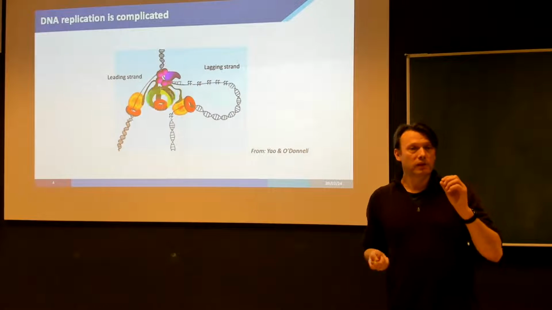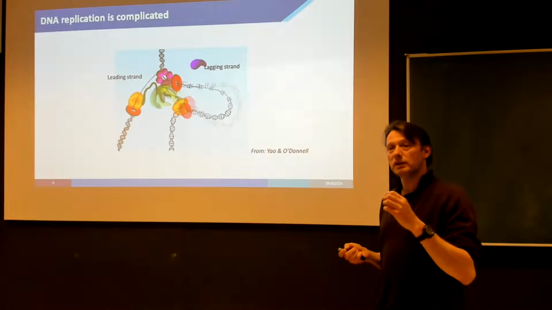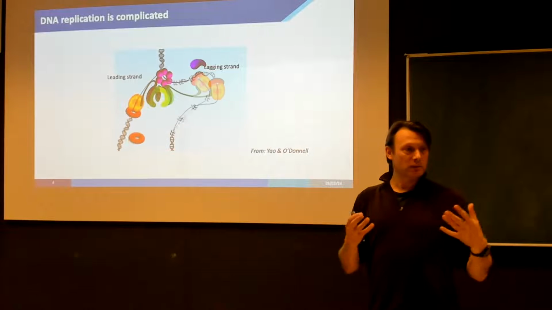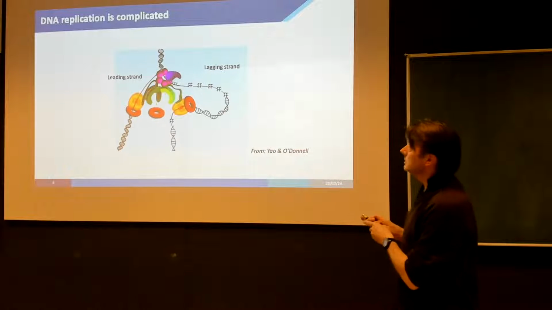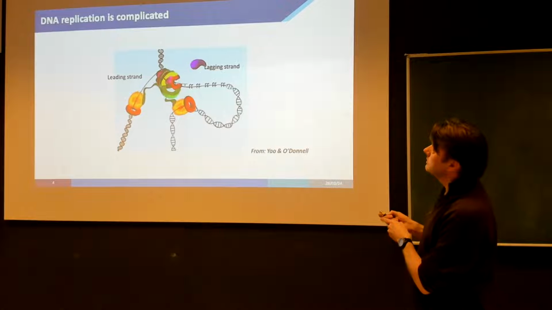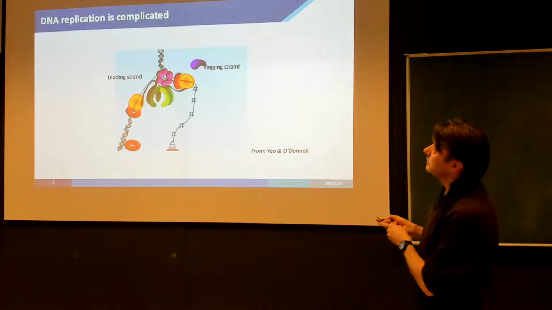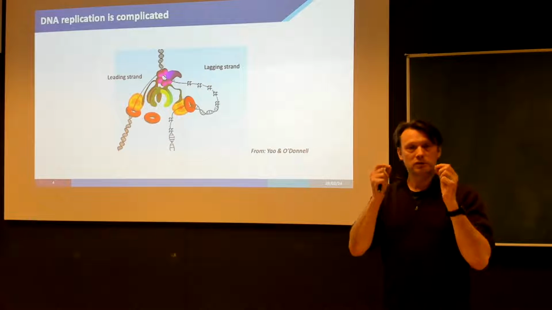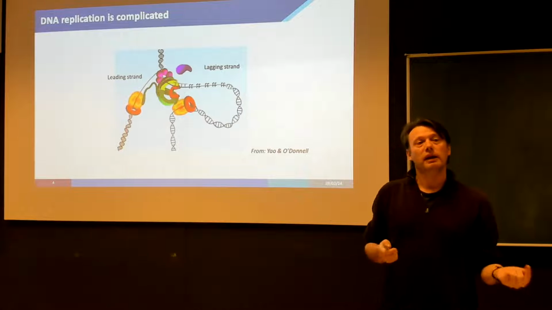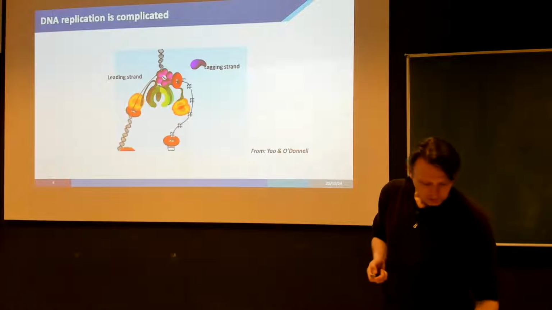Now, the real tricky bit is that a DNA polymerase cannot synthesize DNA de novo. It needs something to start from. And that is synthesized by an RNA primase, which is this purple one, that creates a short RNA primer that will be the starting site for the DNA polymerases. And those are the ones that we need to remove at the very end.